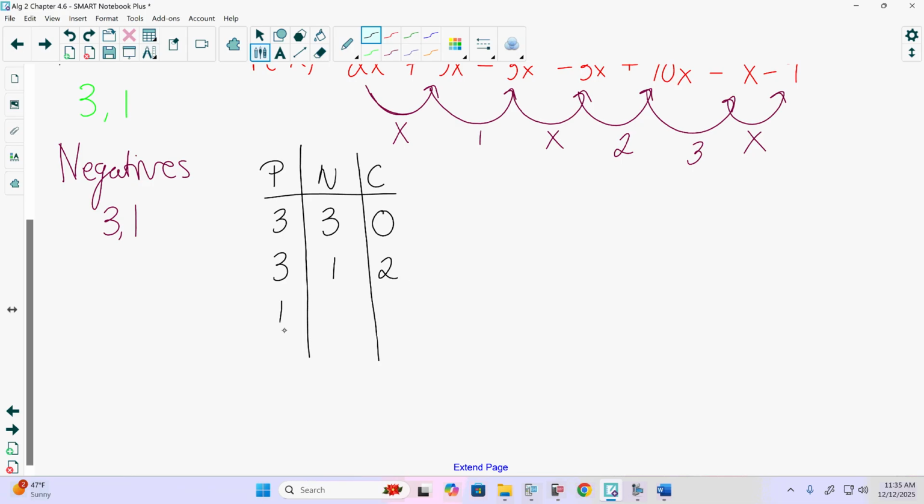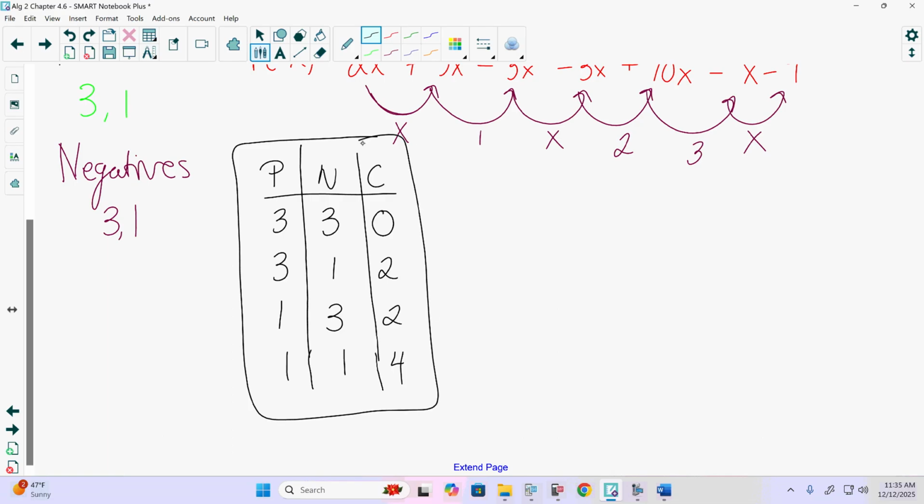The next option that we have is 1 positive and 3 negative, which again is 4, telling me I'm missing 2. And our last arrangement is 1 positive, 1 negative, telling me I'm missing 4 solutions. So we get 1 positive, 1 negative, and 4 complex.